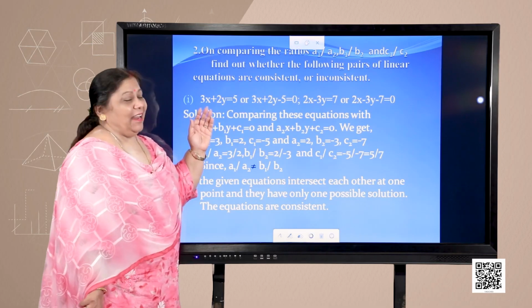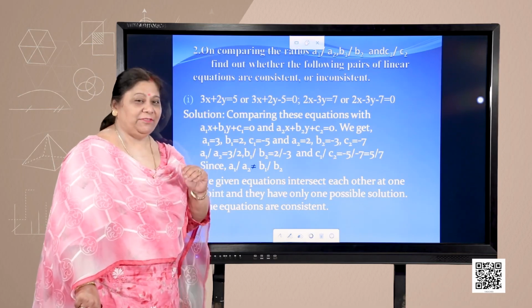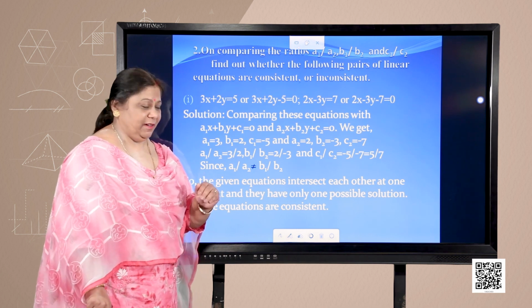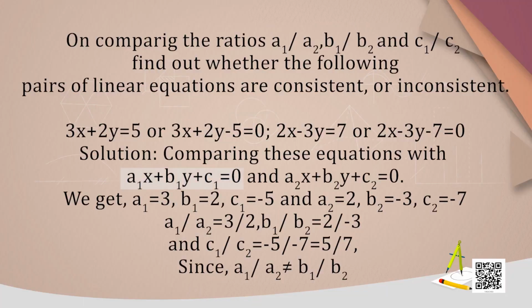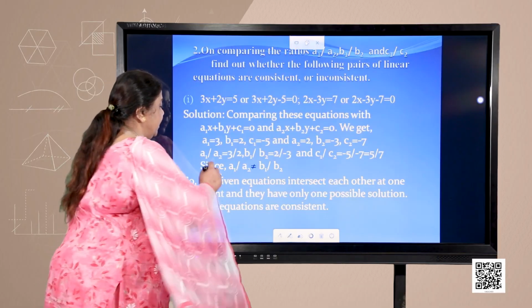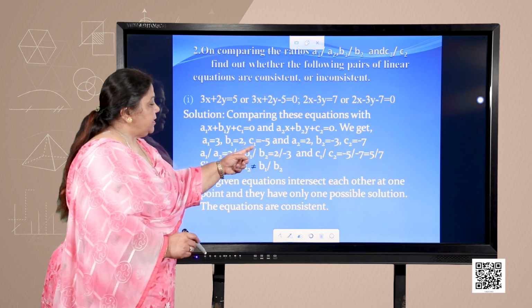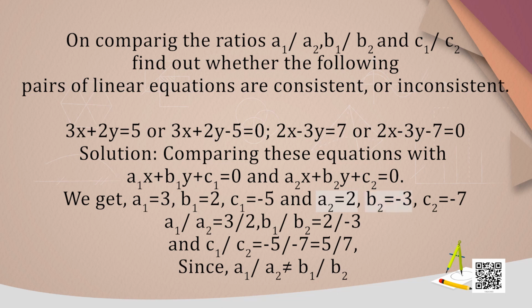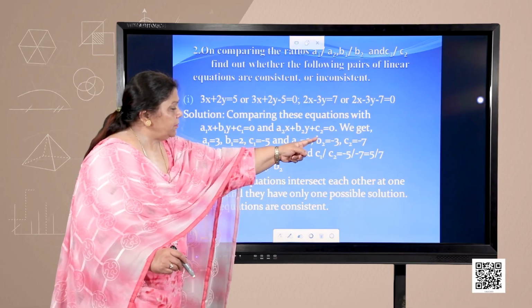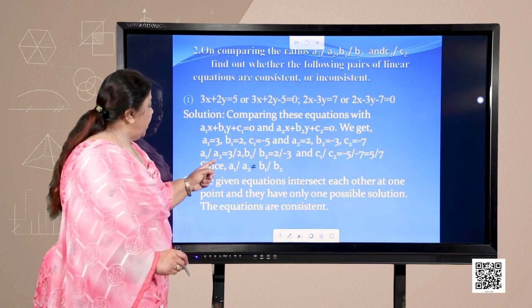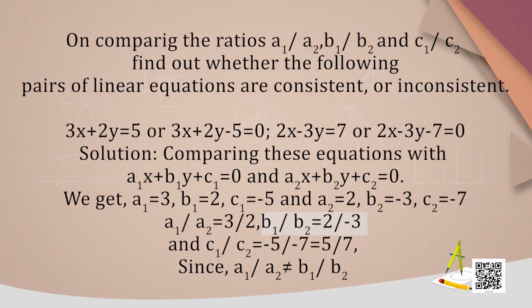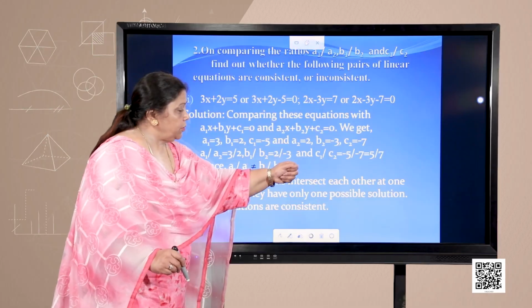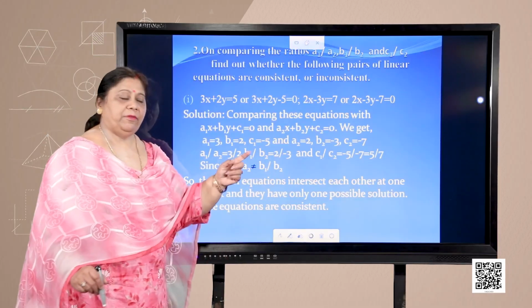So students, let us make use of the three conditions we have just now learnt, and we will apply them here. On comparing these equations with a1x plus b1y plus c1 is equal to 0 and a2x plus b2y plus c2 is equal to 0, we get a1 as 3, b1 as 2 and c1 as minus 5. Can you see from the equation? And a2 is 2, b2 is minus 3 and c2 is minus 7. Here a1 upon a2 is 3 upon 2, b1 upon b2 is 2 upon minus 3 and c1 upon c2 is minus 5 upon minus 7, that is 5 upon 7.